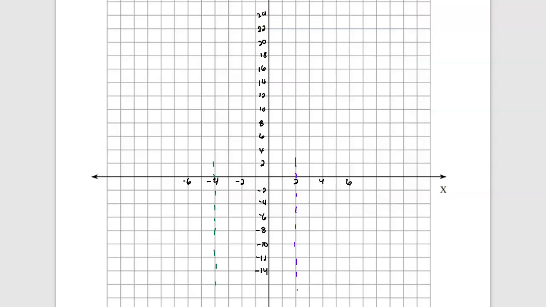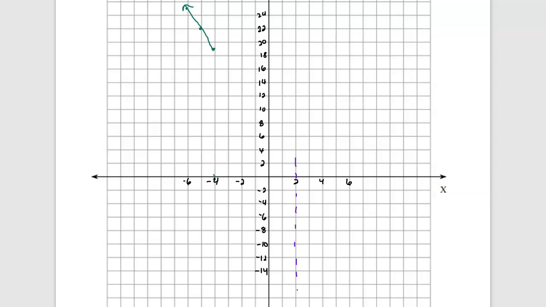So at -4, I'm at +19. So this will be here. At -5, I'm at +22. And at -6, I'm at +25. And so I draw my line. That would be my green line. That's that first line. Okay.